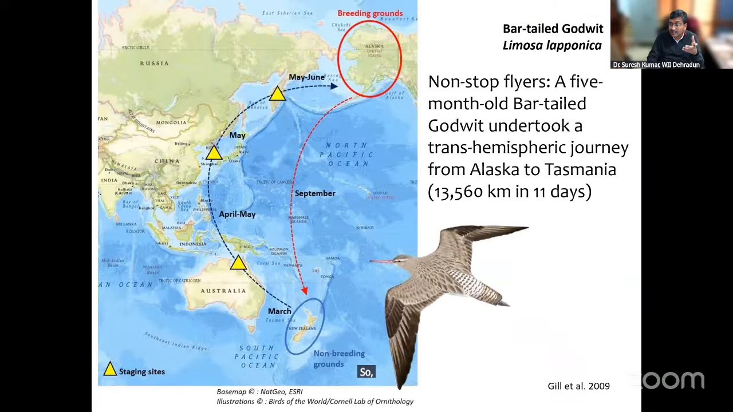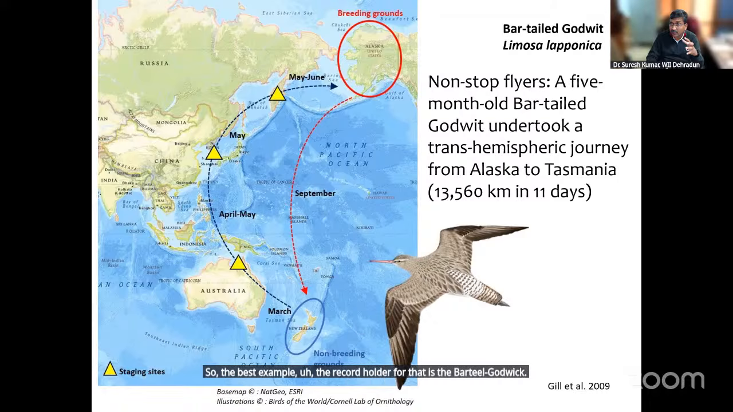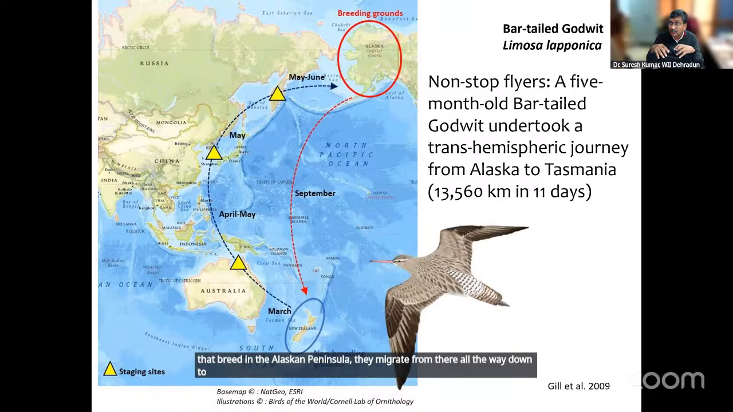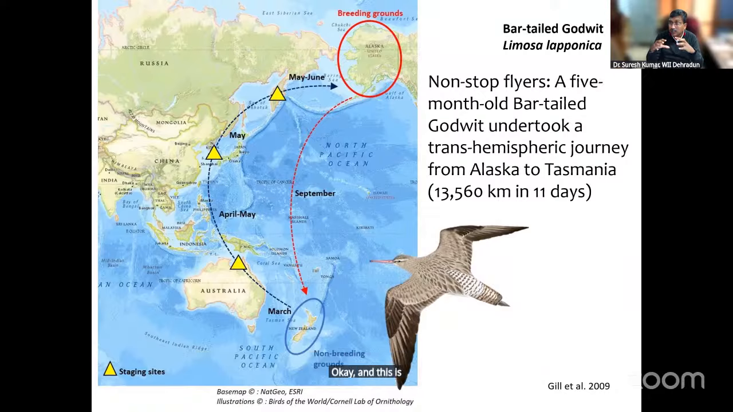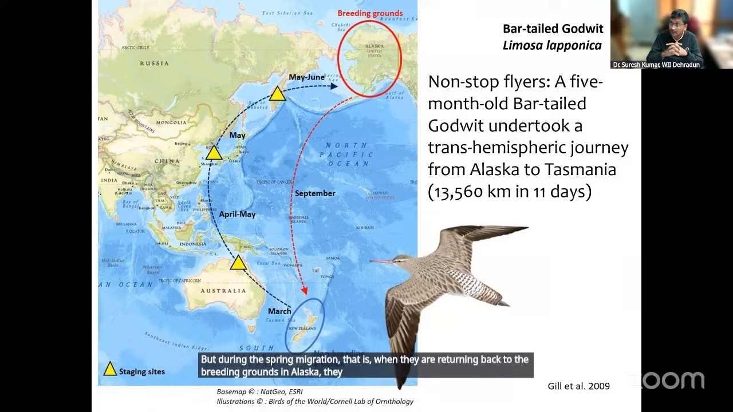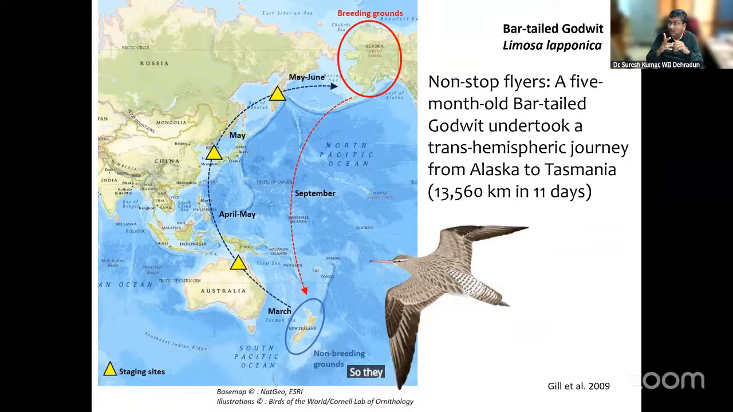So the best example, the record holder for that, is the bar-tailed godwit. Populations of bar-tailed godwit that breed in the Alaskan peninsula migrate from there all the way down to New Zealand. Okay, and this is on their autumn migration, going down. But during the spring migration, that is when they are returning back to the breeding grounds in Alaska, they take a different route. So they have a circuitous path.